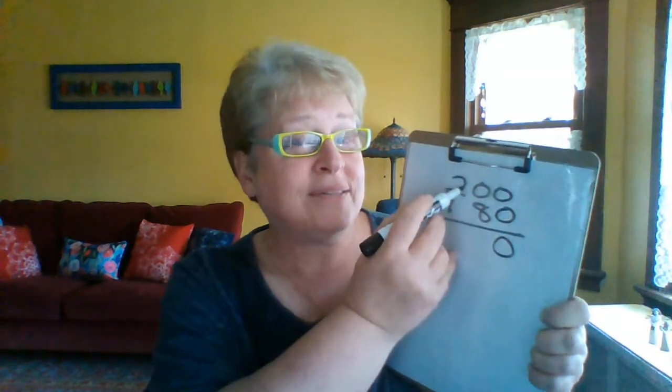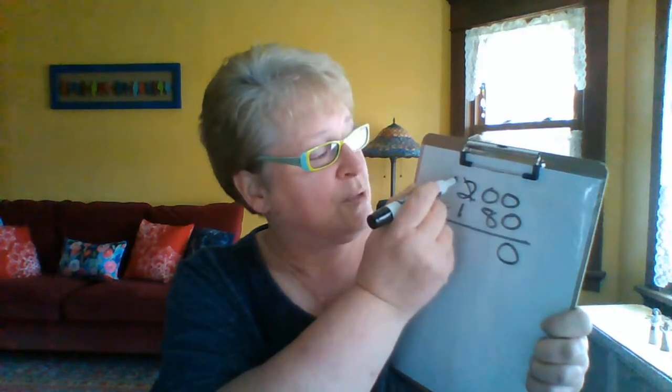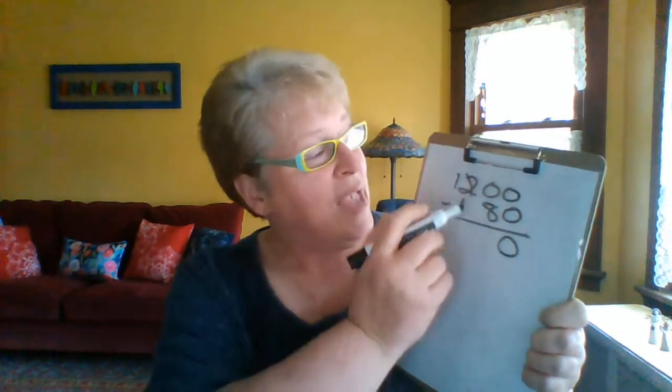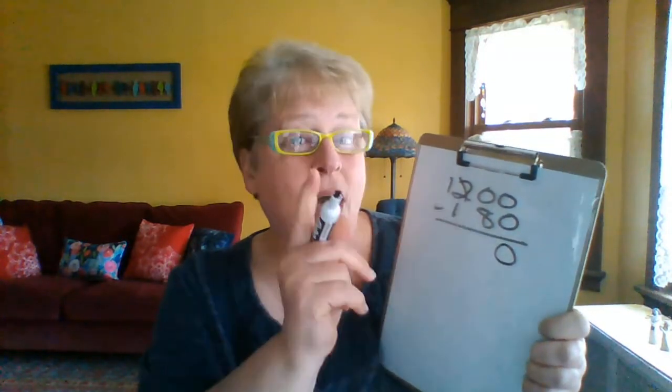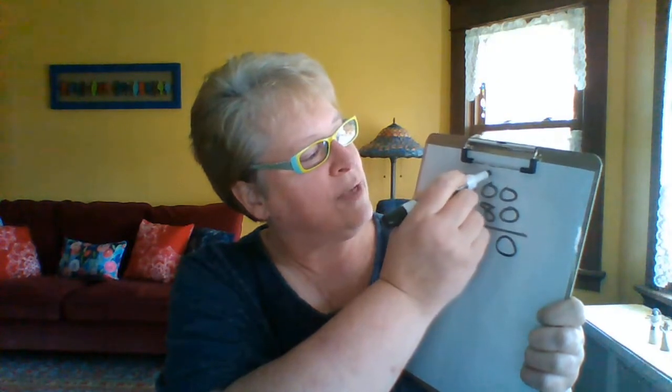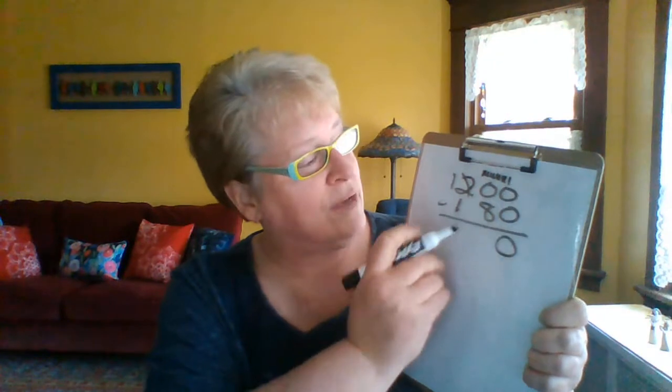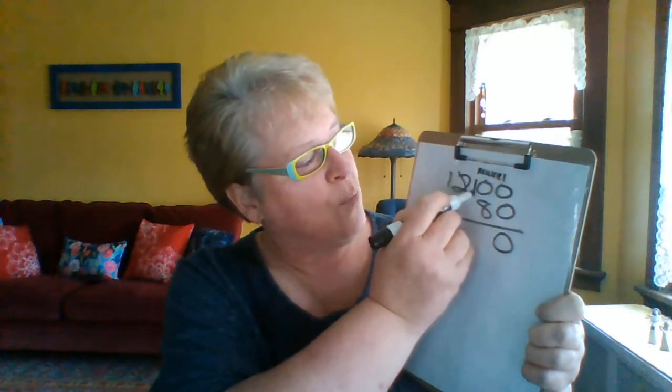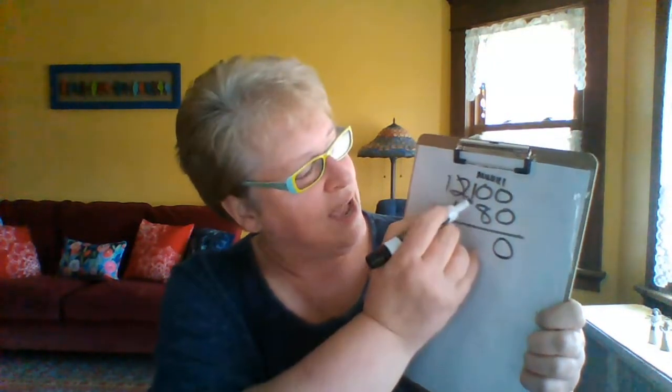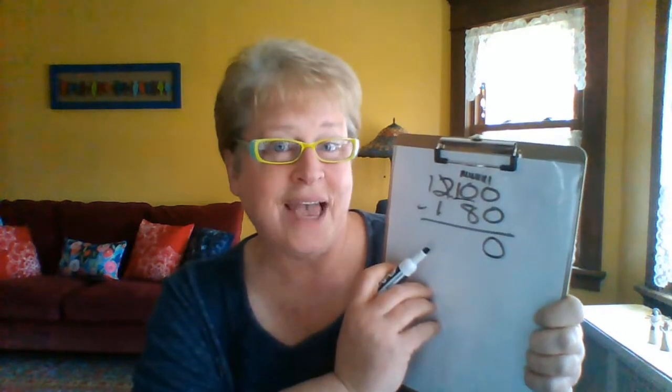So we have to bust up one group of 100. If we take one group from two groups, we're left with one group. And we're going to turn that into 10s. So one group of 100 is 10 10s. 1, 2, 3, 4, 5, 6, 7, 8, 9, 10. Or we can write it as, here's your one group of 10. Now we have 10 10s.